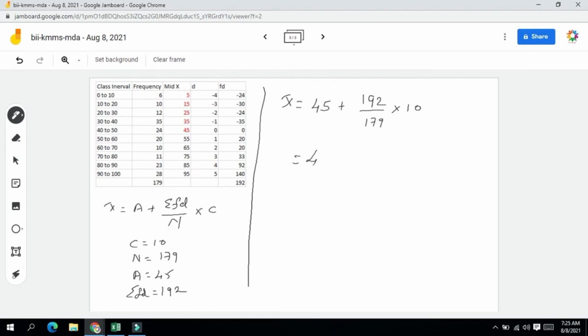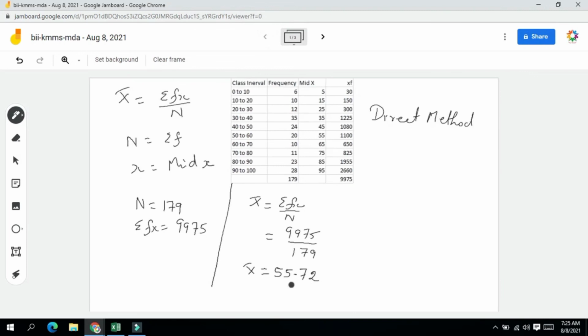So 45 plus 192 divided by 179. 192 divided by 179, we get 1.07, right? So 1.07 into 10. We have to complete this part and then only go there. Into 10, so we got 10.72. So 45 plus 10.72. Now x bar இப்போ தான் இந்த add பண்ணிக்கணும். x bar is equal to 55.72. Do you remember what is the answer for the first one? We did it in the direct method. Direct method பண்ணும்போது நமக்கு என்ன answer வந்தது? 55.72 தானே? The same answer we got when we use the indirect method also.